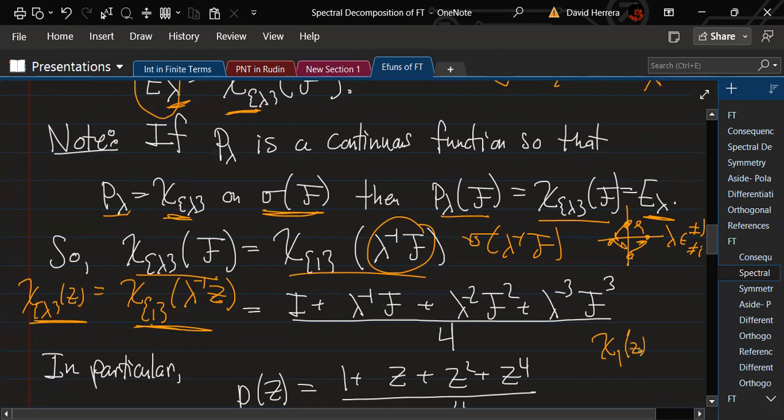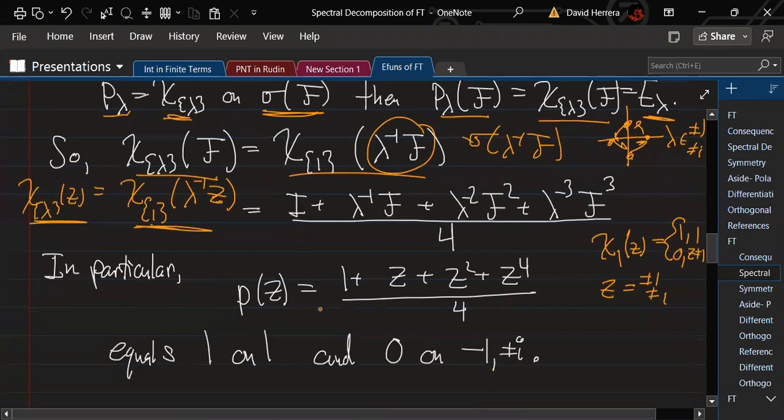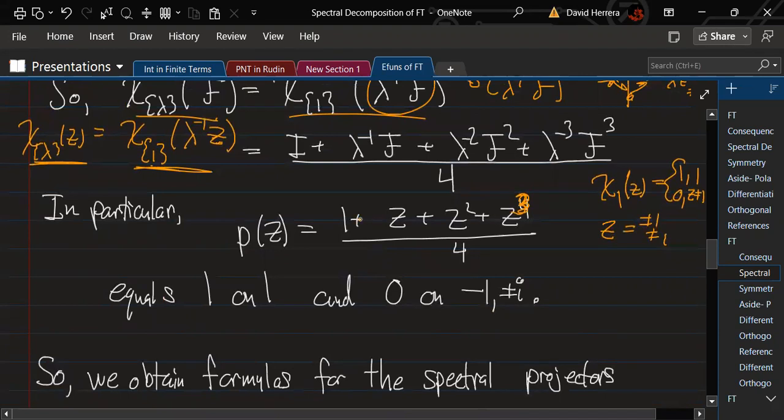Now, what is the characteristic function of 1 on this? So I want a function of z that is equal to 1 on 1 and 0 when z is not equal to 1. But we only need to care about the z's that are plus or minus 1 and plus or minus i. So it comes from this function right here. I don't know why there's a 4 here. It should be a 3. So 1 plus z squared plus z cubed. And then I divide by 4 just to normalize it.